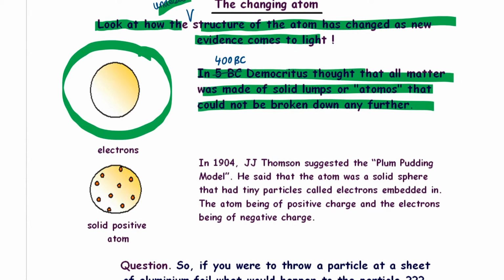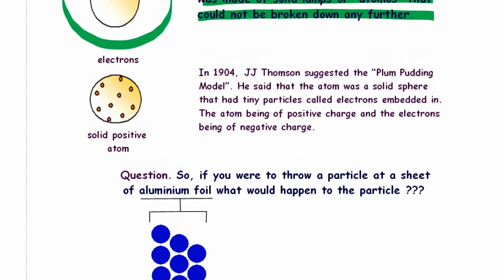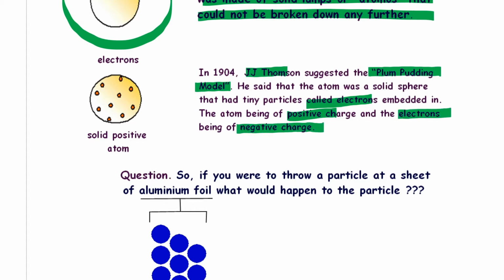A few things did happen in between, but mainly nothing really happened until thousands of years later, where J.J. Thomson came up with this plum pudding concept. He said that the atom was a solid sphere with tiny particles inside called electrons. So he came up with this idea, the atom being of a positive charge and electrons being negative charge. So he wasn't far off our current understanding.